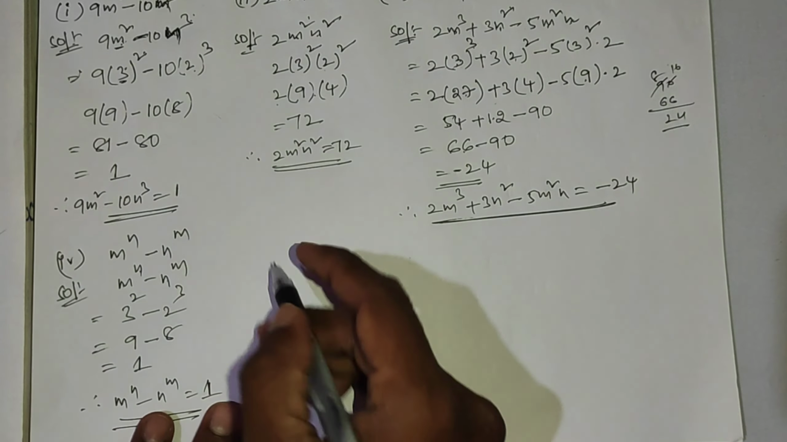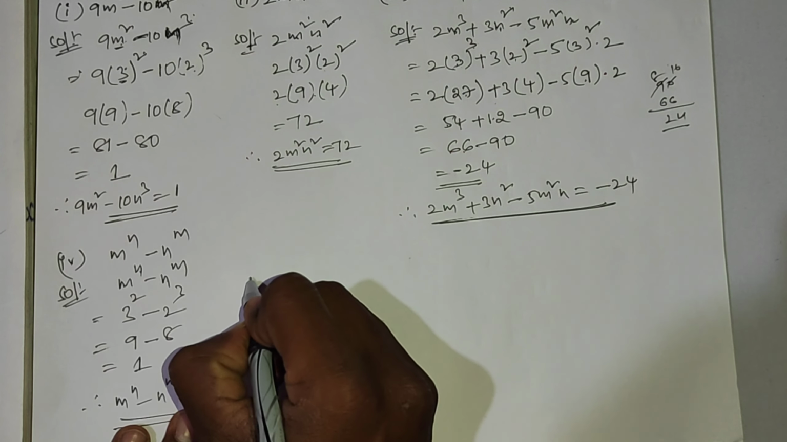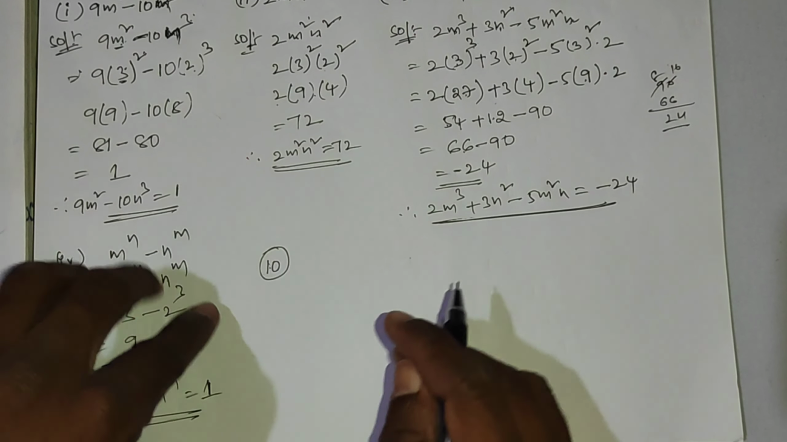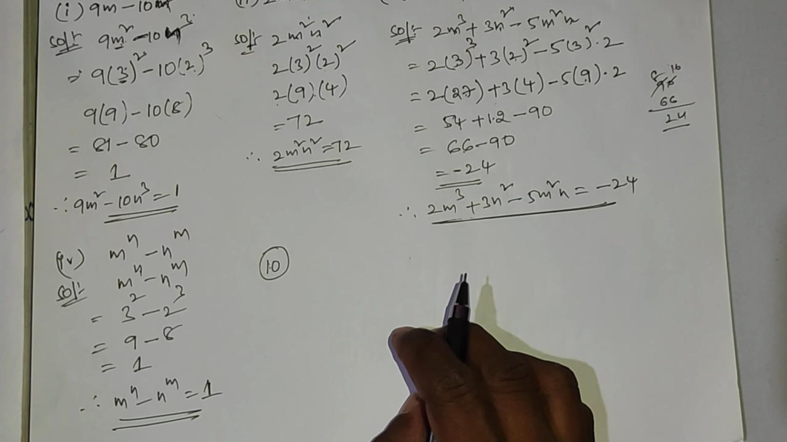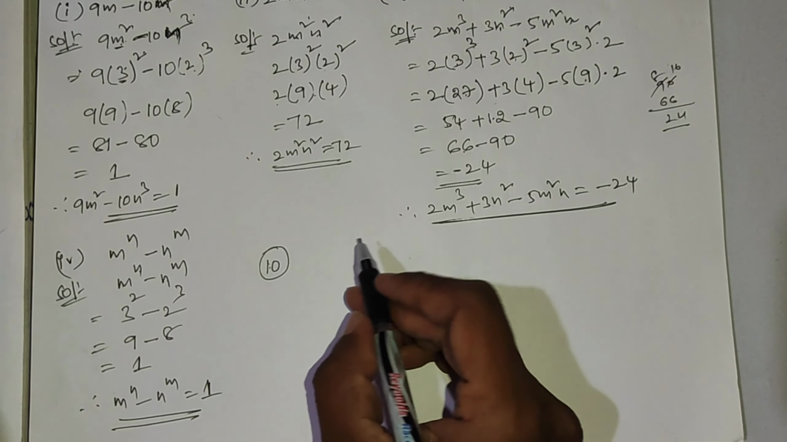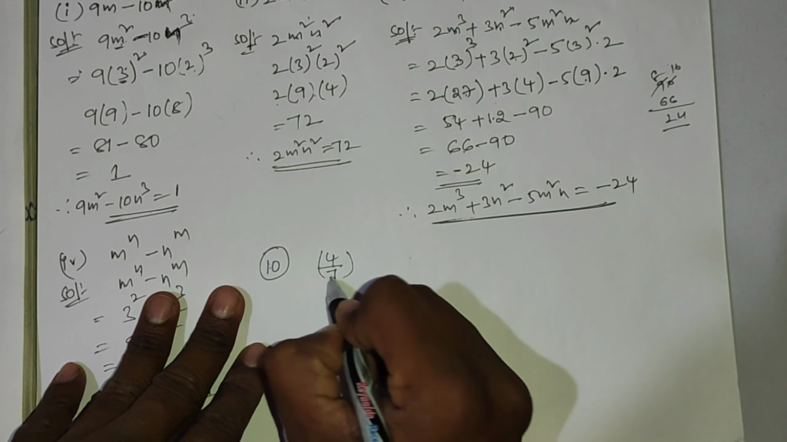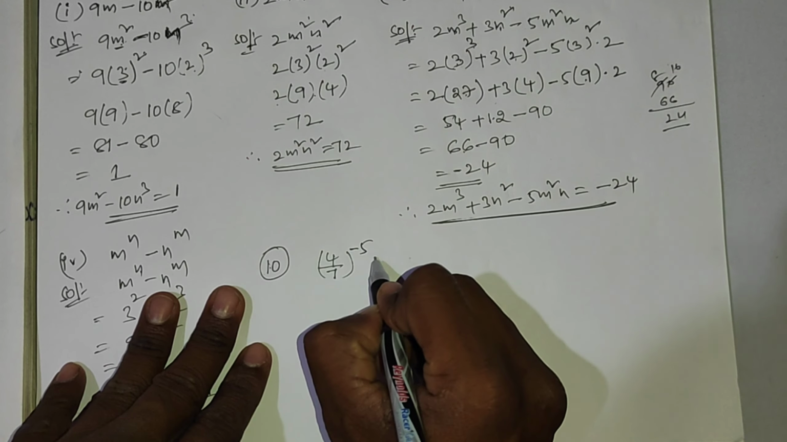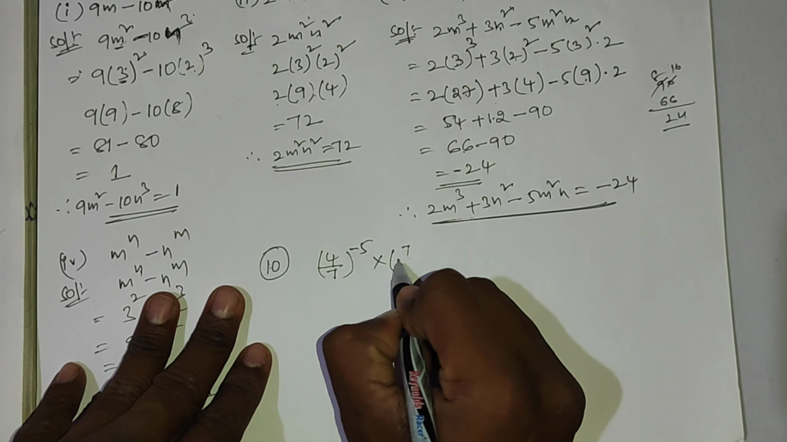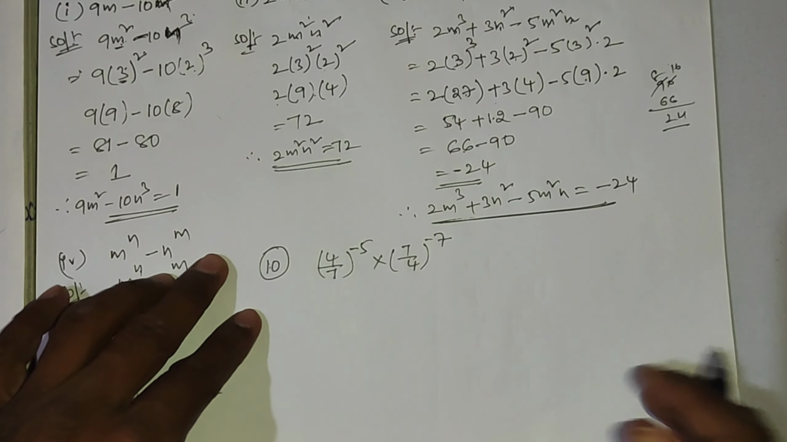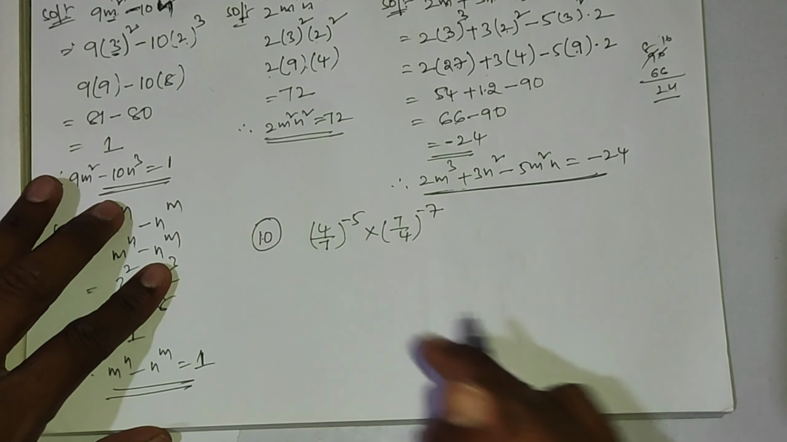Next one. Last question, the 10th question. Here we'll do it, right? Okay, no problem. 10th question. So the last question: simplify and give reasons. Last one: 4 by 7 whole to the power of minus 5 into 7 by 4 whole to the power of minus 7. So this one we have to simplify.